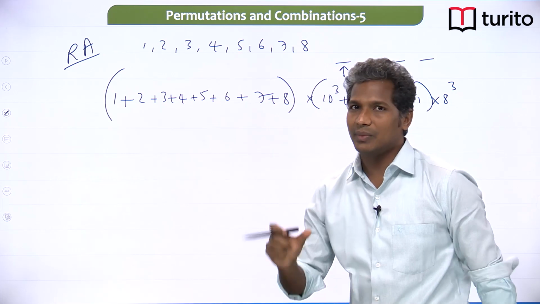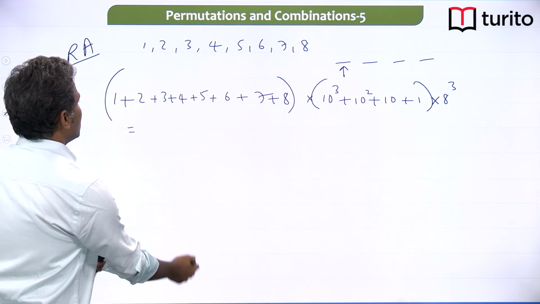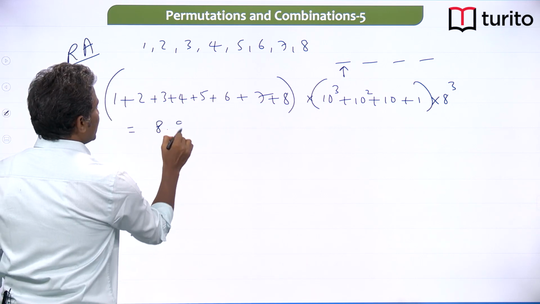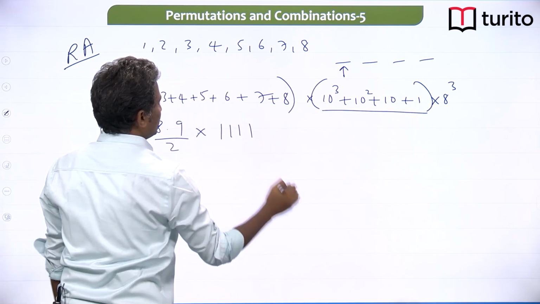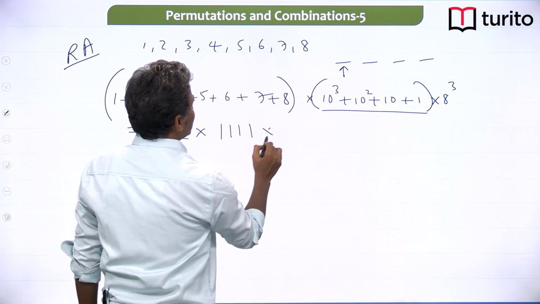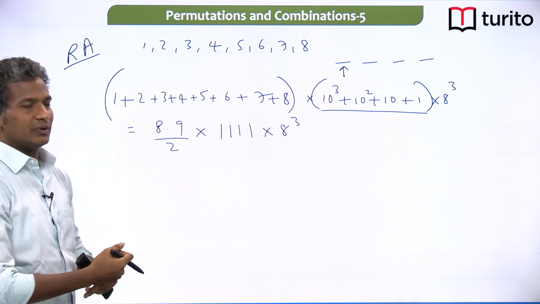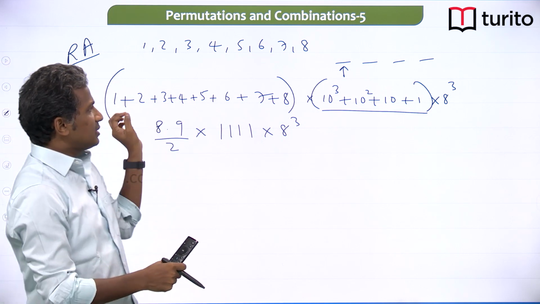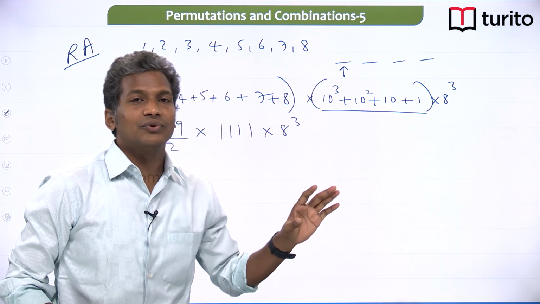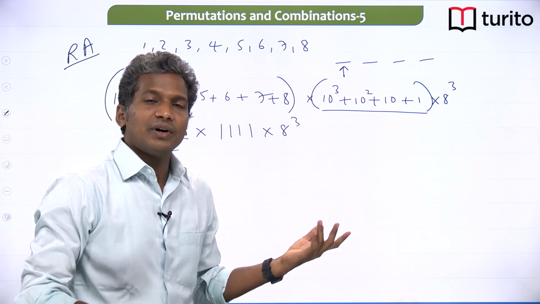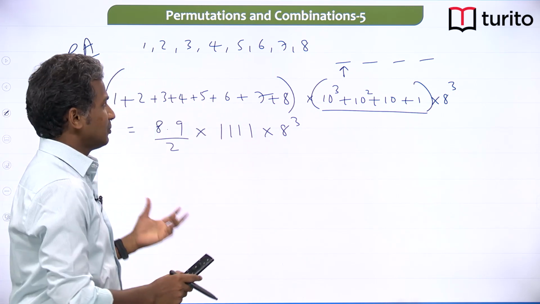So, I hope you have understood the main logic here, okay. So, let us just simplify this for 1 or 2 more steps. So, it is going to be 8 into 9 by 2, and here this is going to be 1111, okay, and there is 8 cube here. So, you can just simplify it or you can just leave it right there, okay. So, this way you can perform the calculation when it comes to finding the sum of all 4 digit numbers. So, that means for any digit number you can follow the same calculation, okay. So, come on, make a note of this.